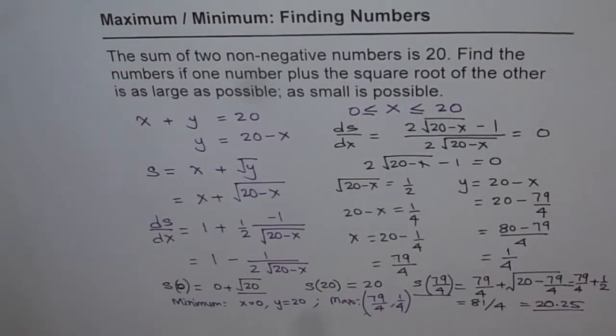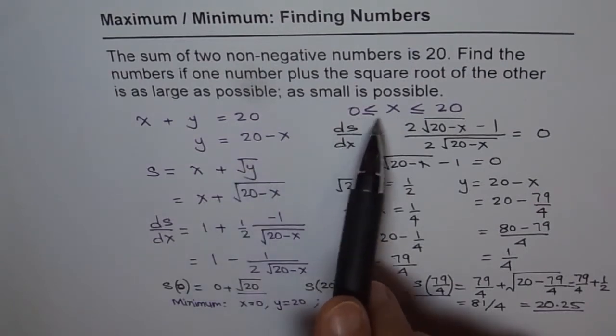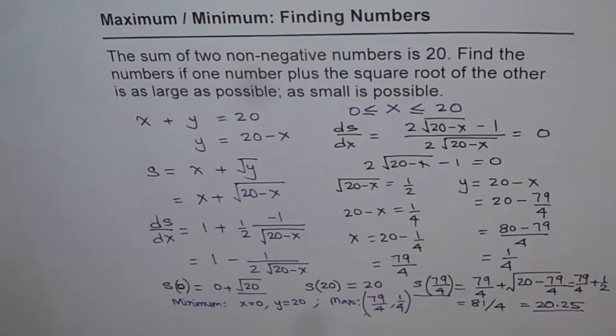I hope you appreciate how we have applied boundary conditions to solve this problem, right? So this is a very important criterion. Otherwise, it would have been difficult for us to get both the values, as large as possible and as small as possible. So boundary conditions and the critical number help you to find the maximum and minimum whenever we have a function which is restricted, like the one which we had. x is actually between 0 and 20, so you need to identify it right from the very beginning to get the correct solution. I hope you appreciate it.